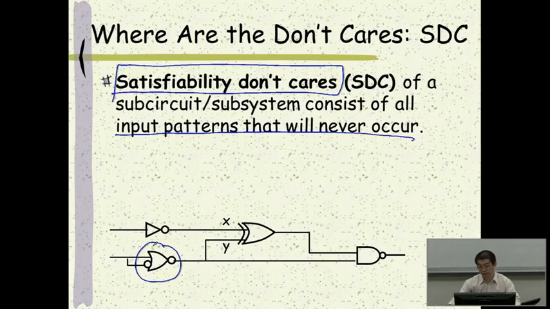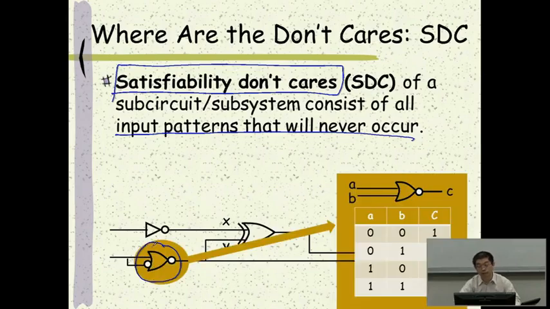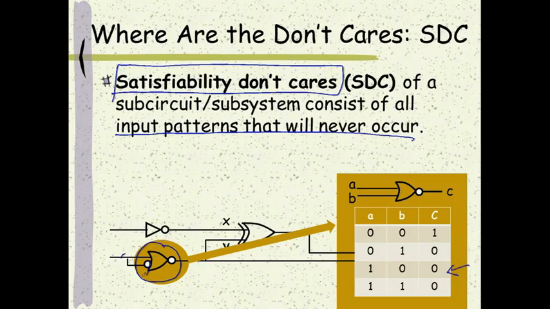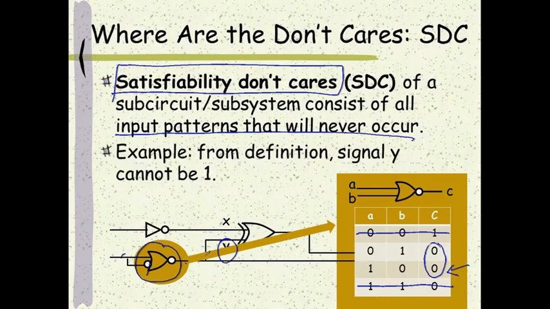We consider this NOR gate. This is the truth table of the NOR gate. From this input here, we see the first input and the second input to the NOR gate are always complements of each other, which means that this case will not happen, and this case will not happen. That also means that the output of the NOR gate, y, will always be 0. It can never be 1.